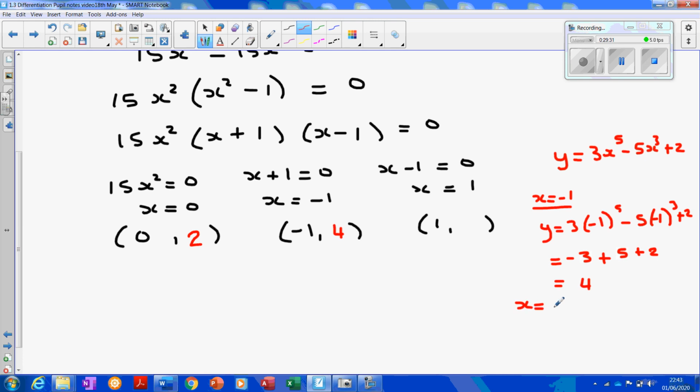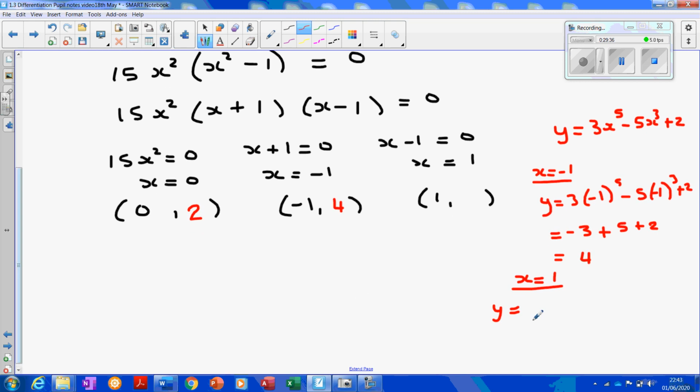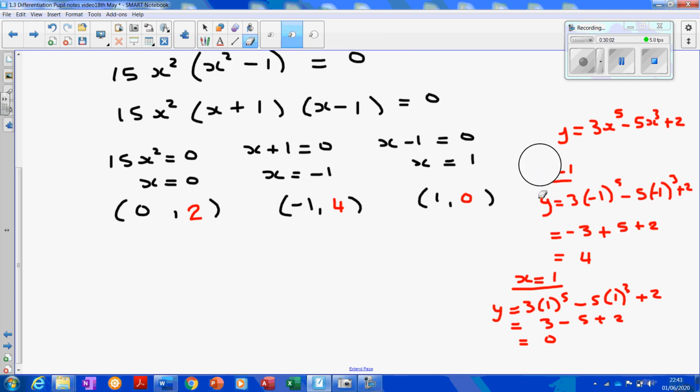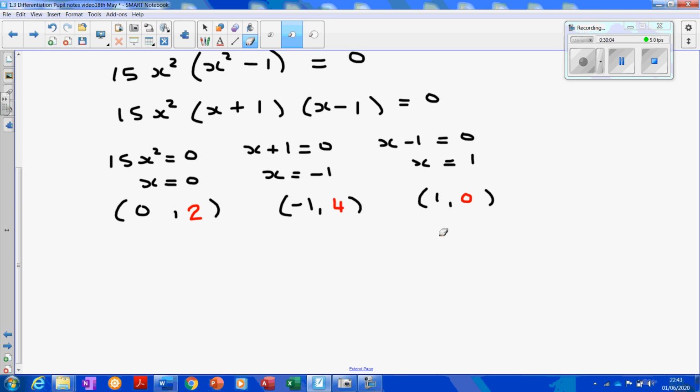Right, when x is equal to 1, I need to sub this in as well. So y is equal to 3 times 1 to the power of 5 minus 5 times 1 to the power of 3 plus 2. Right, so that's going to be 3 minus 5 plus 2. And when I add all of them up, I get 2 and 3 is 5, take away 5 is 0. Okay, so that's all our stationary points. Right, I'll get rid of all the y coordinate working so I can see what I'm doing.